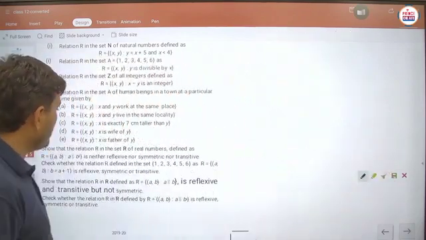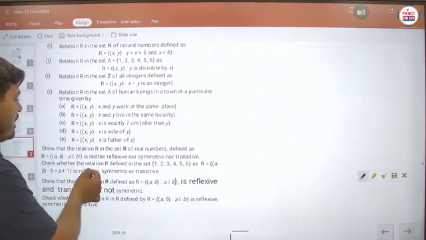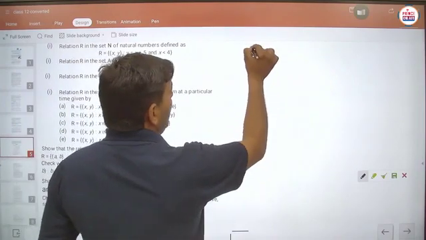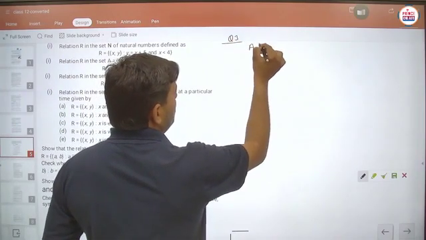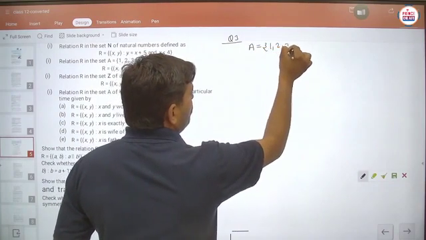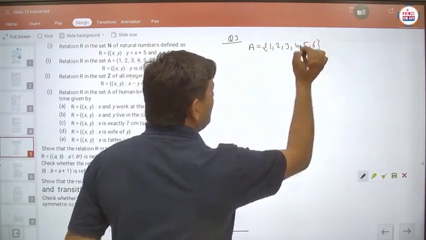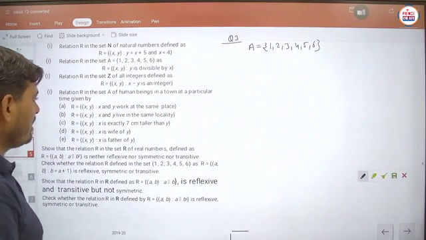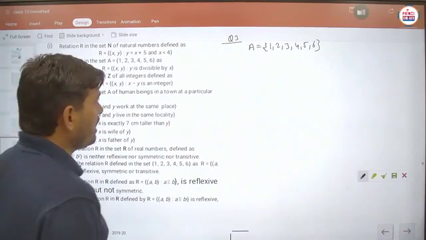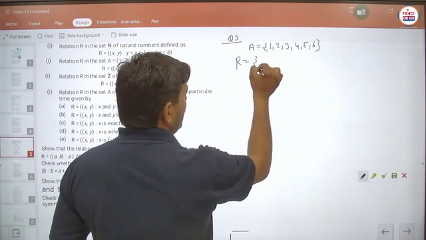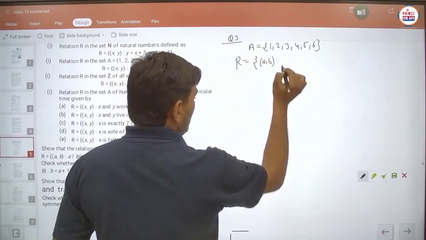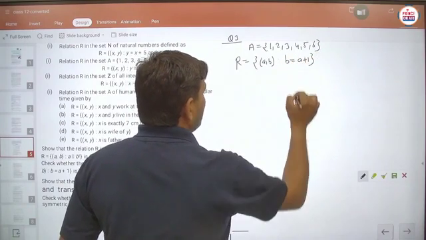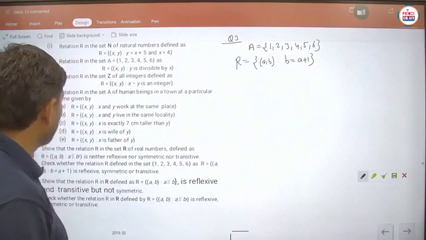So question number 3 you can read from here. Check whether the relation defined in the set A is given as 1, 2, 3, 4, 5, 6. Question number 3 we are solving. These numbers are given in set A and the relation R will be A, B such that B equals A plus 1. R equals any relation is given as AB such that here B equals A plus 1 and both A and B belong to the set A.